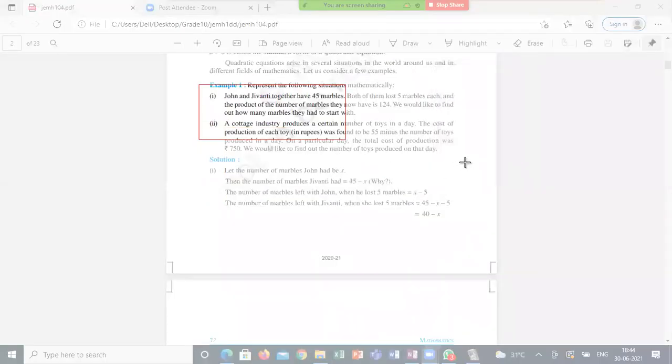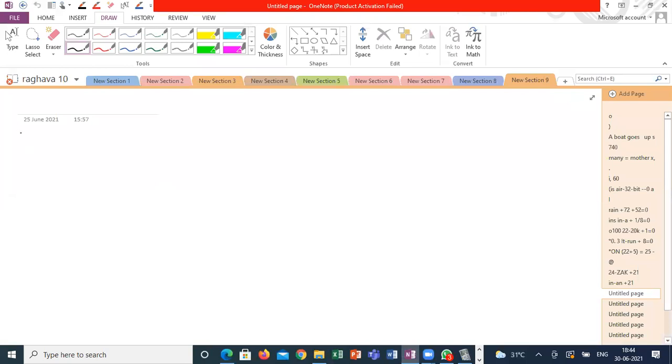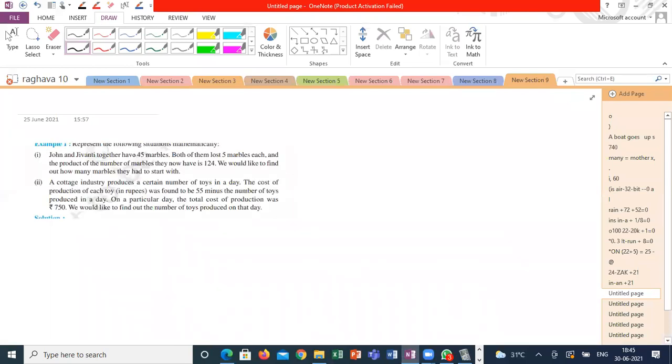First, you have to frame the quadratic equation. Can anyone frame the quadratic equation for the first question? Guys, frame the quadratic equation for the first question. John and Jivanti together have 45 marbles. Both of them lost 5 marbles each, and the product of the number of marbles they have now is 124. We would like to find how many marbles they had to start with.